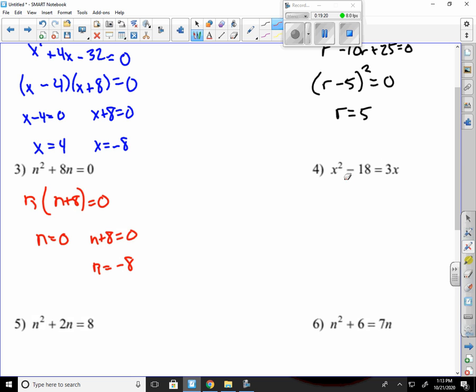Number 4, I subtract the 3x over to get it to the other side. X squared minus 3x minus 18 equals 0. What multiplies to give me 18? 9 and 2, but 9 minus 2 is not 3. Could also be 6 and 3. So that's x minus 6 and x plus 3. Gives you x equals 6, x equals negative 3.